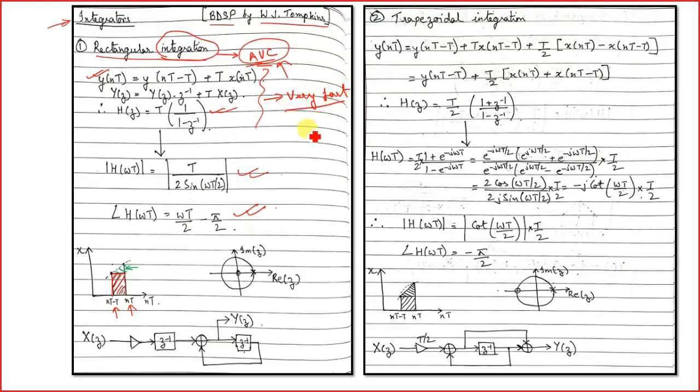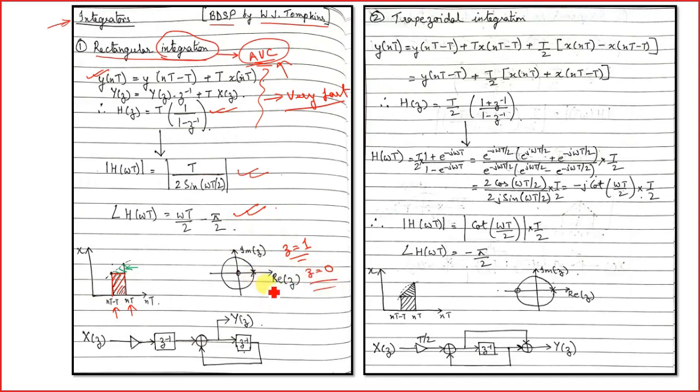So if we need any processing where we need a fast area under the curve, or we need to do the integration very quickly, then this rectangular integration is preferred, because it is time efficient in nature. Now if you want to find the pole-zero plot, it has a pole at z equals 1 and a zero at z equals 0.